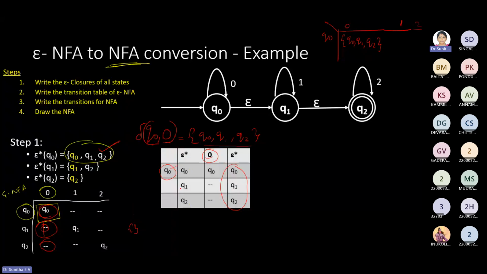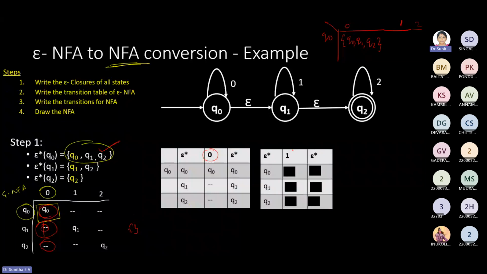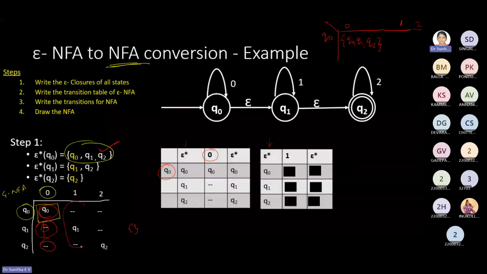For that, we have to draw another table like this. Instead of the 0, we put the next symbol, so instead of that 0 we put 1 and everything else is the same. The first column is the epsilon closure of Q0 that we have already filled here. Then we have to find the transitions for 1 on Q0, Q1 and Q2. So we get this one, Q0, Q1, Q2, and their transitions on 1, which we fill here: null, Q1 and null. Okay, so it is filled.